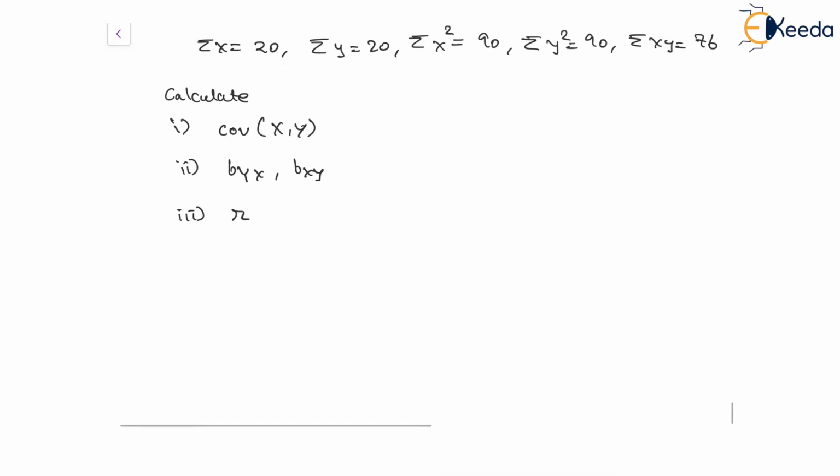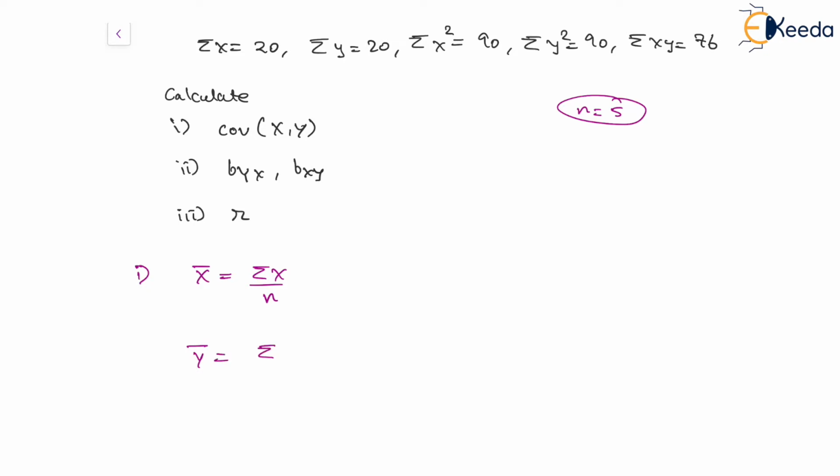Now from the given data, first of all, to find the covariance we need the mean values, that is x mean equal to summation of x over n. Since the number of observations given is 5 pairs, n is equal to 5, and x mean will be summation of x over n and y mean will be summation of y over n. As summation of x is 20, this is 20 over 5 and this is also 20 over 5. So we get 4 and 4.